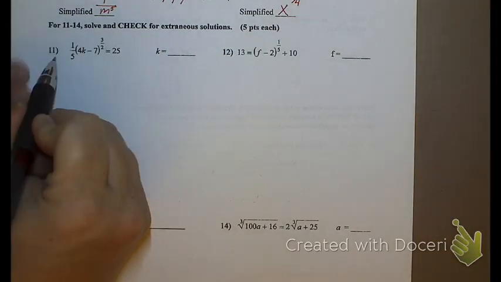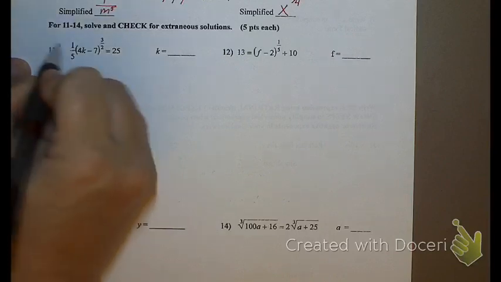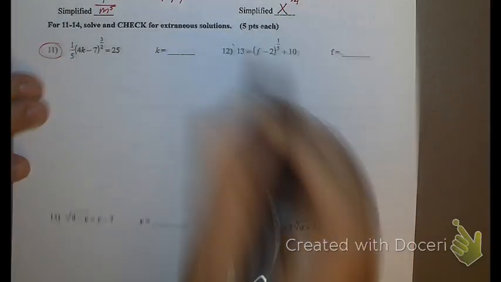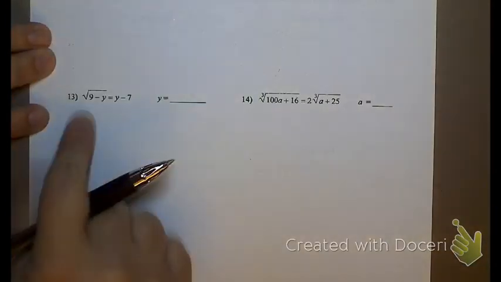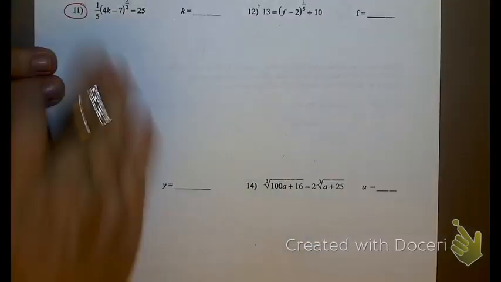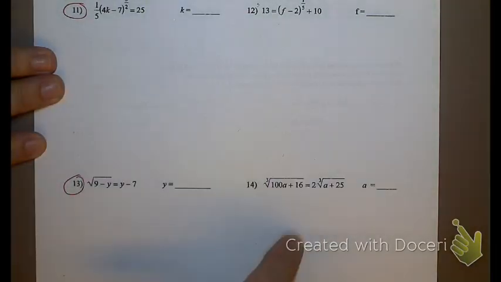Will I need to check here? Yes, because my index is even. Will I need to check here? No. Will I need to check here? Yes. Will I need to check here? No. Okay. So now I know I need to check those. Those ones I can check if I want to make sure that my answer is correct.